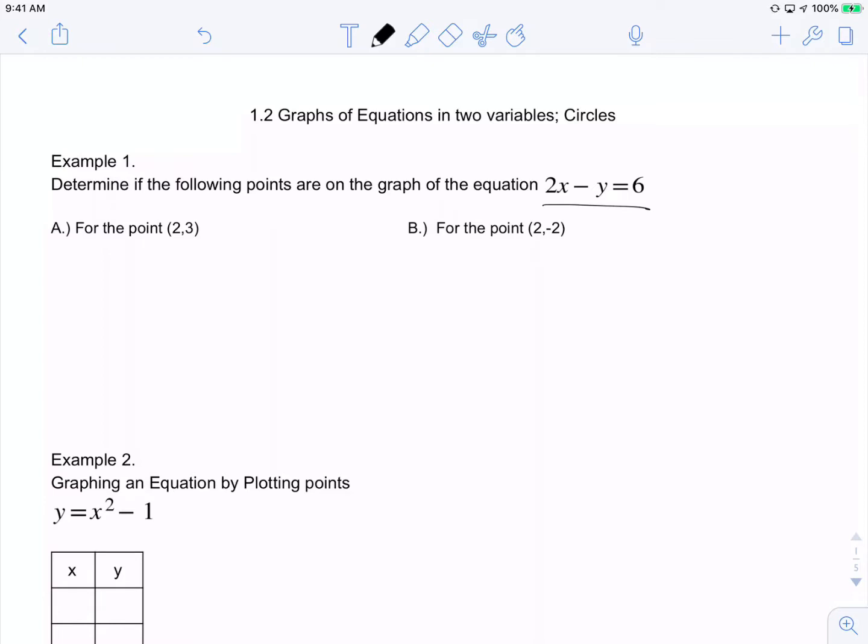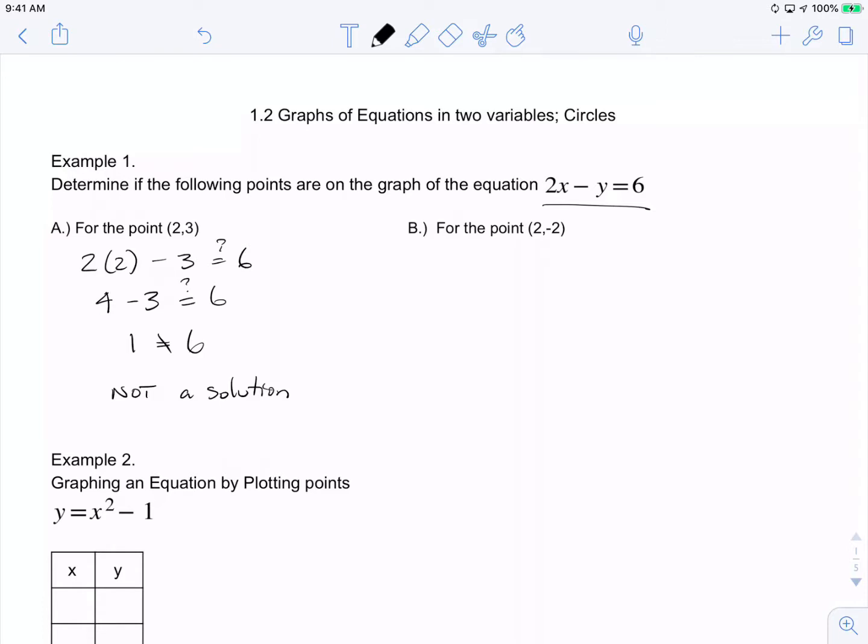So what we're going to do is substitute, and when we substitute, we're going to plug in the 2 for the x and the 3 for the y, and we're going to check to see if that's equal to 3. Well, 2 times 2 is 4 minus 3. Is that going to be equal to 3? Well, 4 minus 3 is 1. And we can see that that is not equal to 3, so this is not a solution.